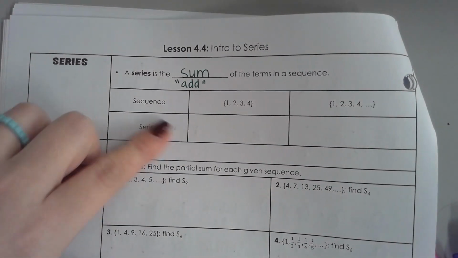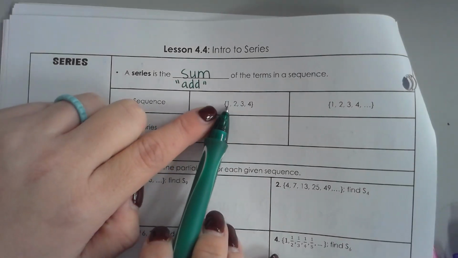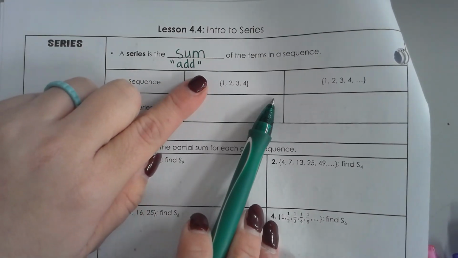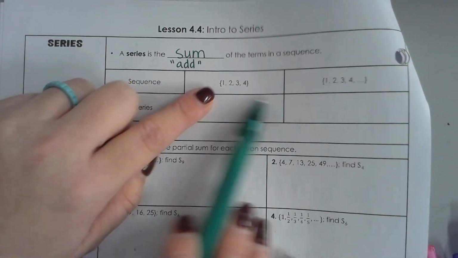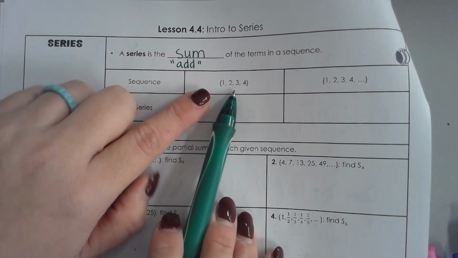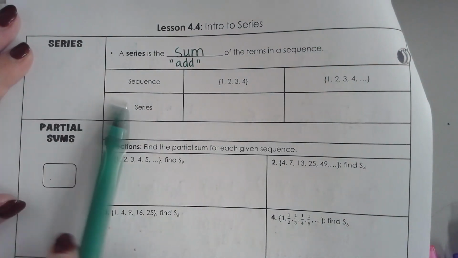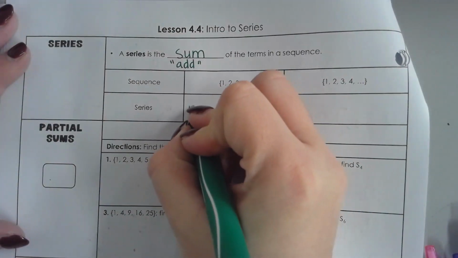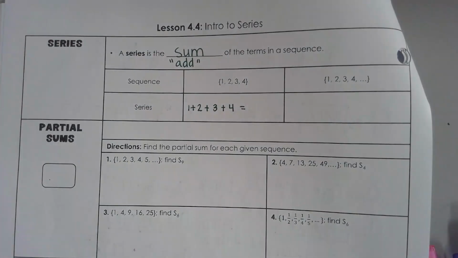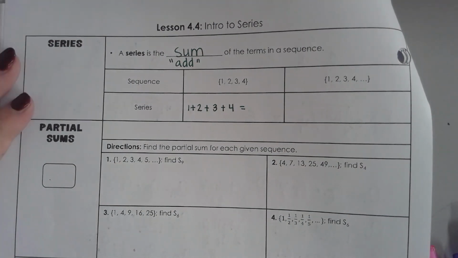So for example, here is my sequence. I have 1, 2, 3, 4. Is that arithmetic or geometric? Arithmetic. What's the common difference? 1. It's adding 1 every time. A sequence is just a list. A series is when I do 1 plus 2 plus 3 plus 4 and I get my answer. What is my answer? 10.